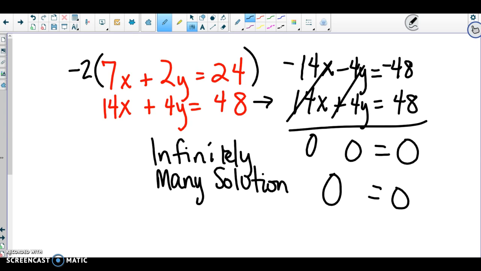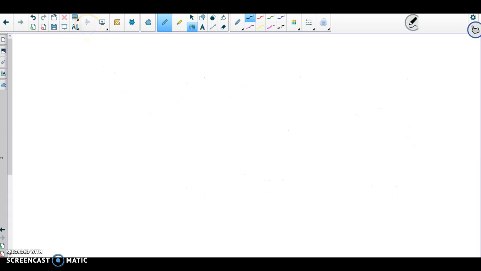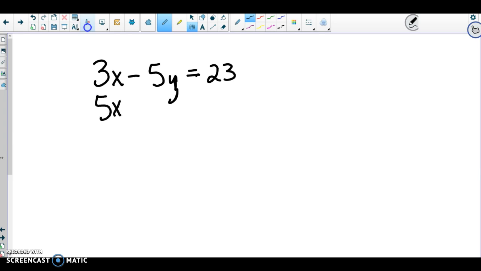Okay, let's take a look at a different one. Let's look at 3x minus 5y equals 23. And let's do 5x plus 2y equals 59.